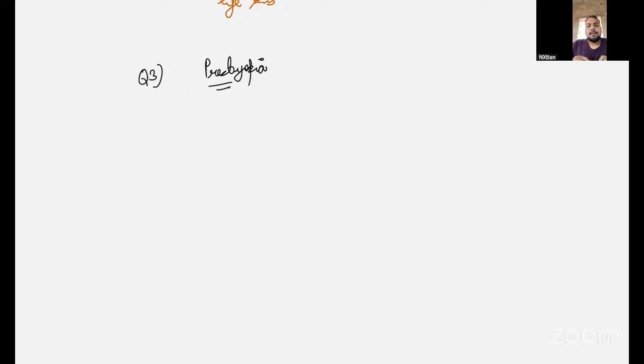Write it down. Presbyopia. In this defect, a person cannot see near objects as well as far objects clearly.